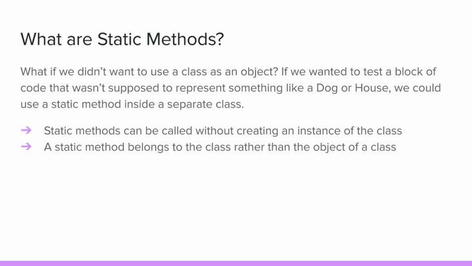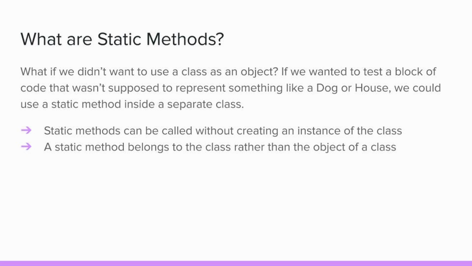Well, what if we don't want to use a class as an object? So far, all of the classes we made represent an object like a dog or a house. If we wanted to test a block of code that wasn't meant to represent an object, we could use a static method inside of a separate class. Static methods can be called without creating an instance of a class. A static method belongs to the class rather than an object of a class.